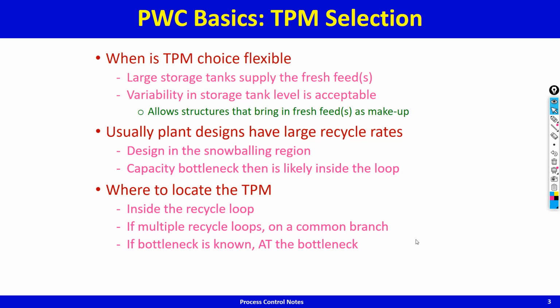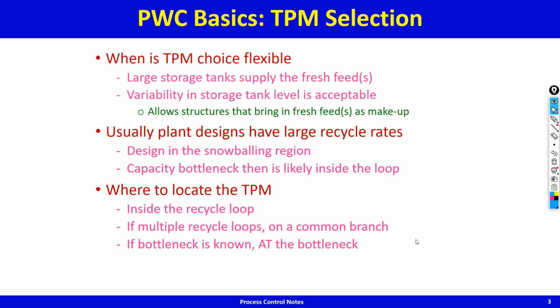If there are multiple recycle loops in a process, then you place the throughput manipulator on a common branch. What that will do is regulate the flow variability in both the loops, because you have fixed the flow in the common branch. Of course, if the bottleneck is known, then you should choose the throughput manipulator at the bottleneck constraint. And once your throughput manipulator is chosen, fix it and then start designing the level controllers and the pressure controllers and the temperature controllers around that bottleneck. So once the throughput manipulator location is fixed, the inventory control system gets designed around it.